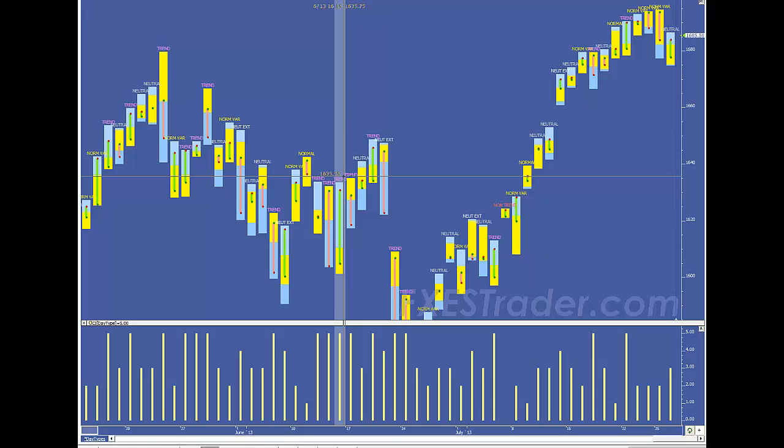Now, we can see here we're looking at the ES over the last month and a half, a little bit under 2.5 months. We've had a lot of really outside of the box moves. We've had a lot of poor structure, okay?